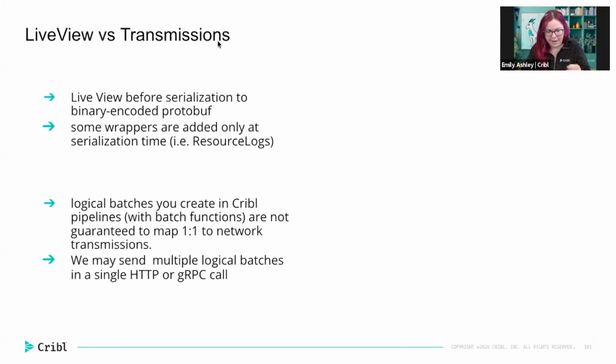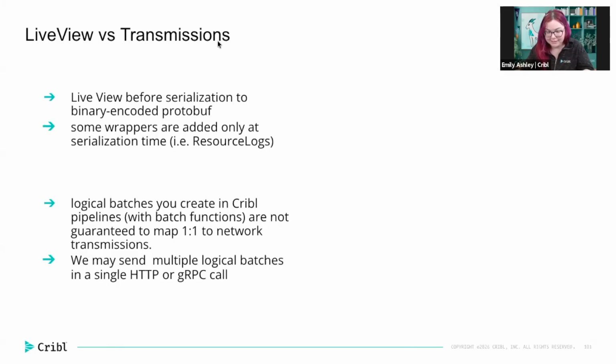On transmissions, I want to note that the logical batches you create in Cribl pipelines with the batch functions are not guaranteed to map one-to-one to network transmissions. The OTel destination tries to be performant, and that means it can send multiple logical batches in a single HTTP or gRPC call. So if you're hitting API limits on batch size, max payload size, rate limits, or similar things on your destinations, it may not be enough just to look at the logical batch function. You might need to tune destination-level knobs for max size per payload, max events per transmission, or possibly adjust the pipeline batching as well.